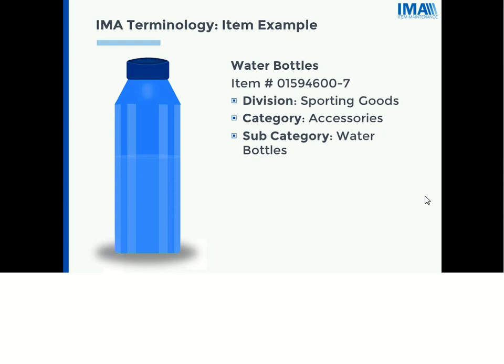So as an example, we have our water bottle. It has an item number, and for the division, it's sporting goods, category accessories, subcategory water bottles. So that's the SHC hierarchy, the division, category, and subcategory. That also describes where in the store this water bottle is located. So we know it's going to be located in the sporting goods department, with all of the accessories, with all of the other water bottles. So that's the SHC hierarchy.